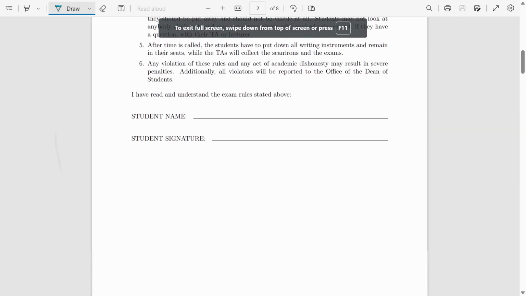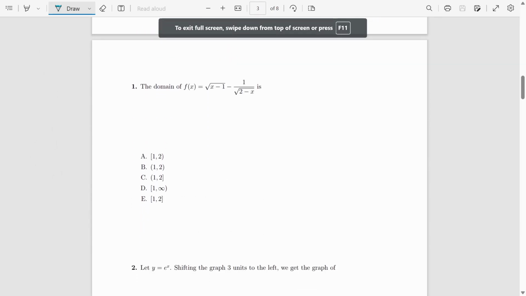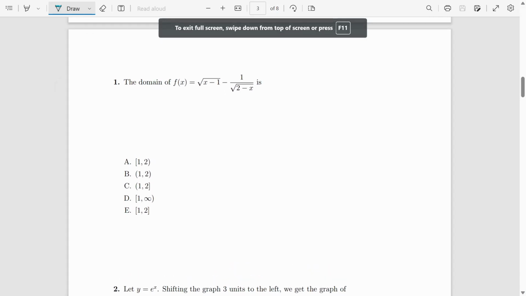So let's go ahead and start with question one. Domain problem. This is the most common question one or question two you'll have, and I have not had an exam that did not have a domain problem on it. So these are good to nail down.